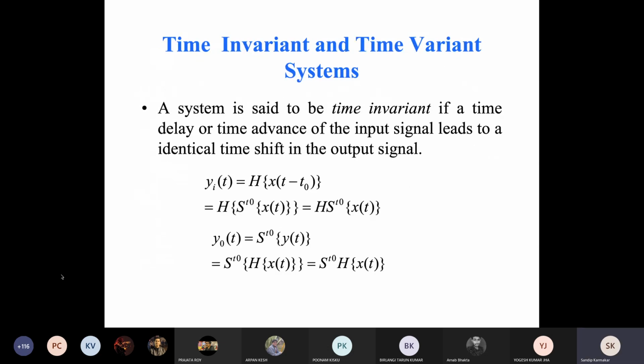Is this a causal system? Causal system means the current output will depend on the past and present of the input. Yes, so sir, it is a causal system, right? Yes, sir.